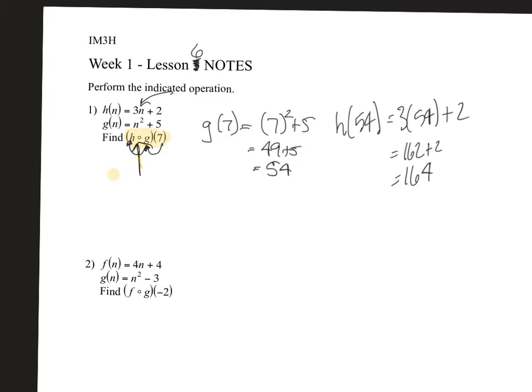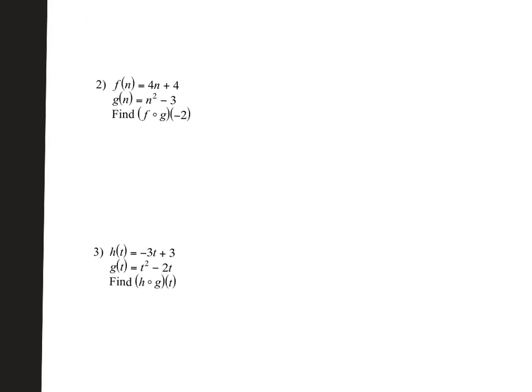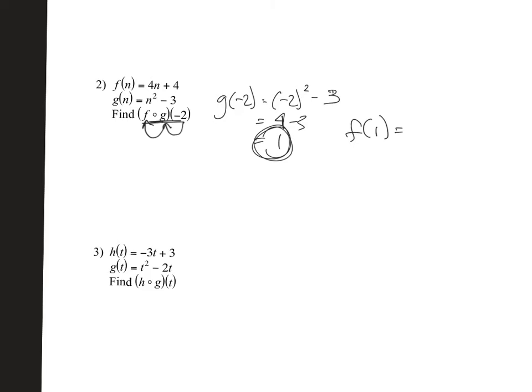Okay, we're going to try another one. All right, so here, let me move this up. This notation is telling me I'm going to take -2 and put it into the g function. So g of -2: -2 squared minus 3. That's 4 minus 3. That's 1. I'm going to take that answer and put it into the f function. So f of 1 is going to be 4 times 1 plus 4. That's 4 plus 4. That equals 8.